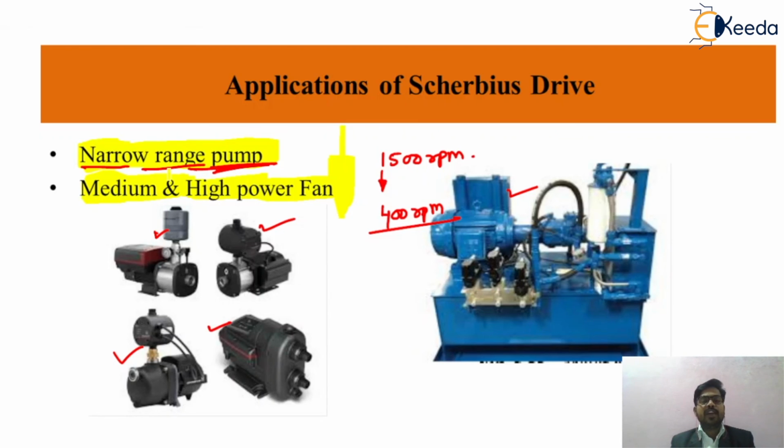So friends, in this way we have studied in detail the first slip power recovery scheme. We call it the static Scherbius drive, because in it we control the firing angle of converter circuit number 2. By changing the firing angle of that converter we can control the slip power, and this slip power is fed back to the source. That's why it is called the slip power recovery scheme. So thank you.